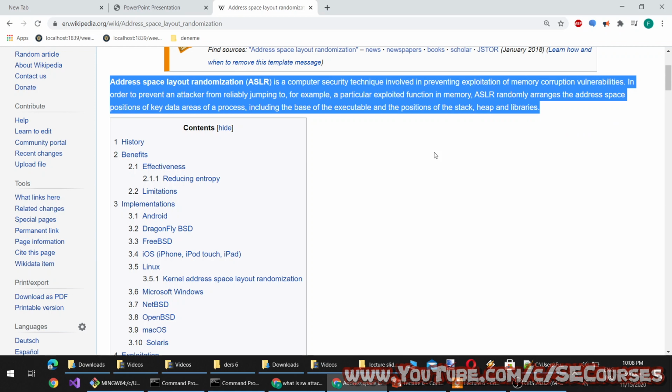Address Space Layout Randomization (ASLR) is a computer security technique involved in preventing exploitation of memory corruption vulnerabilities. In order to prevent an attacker from reliably jumping to, for example, a particular exploited function in memory, ASLR randomly arranges the address space positions of key data areas of a process, including the base of the executable and the positions of the stack, heap and libraries.